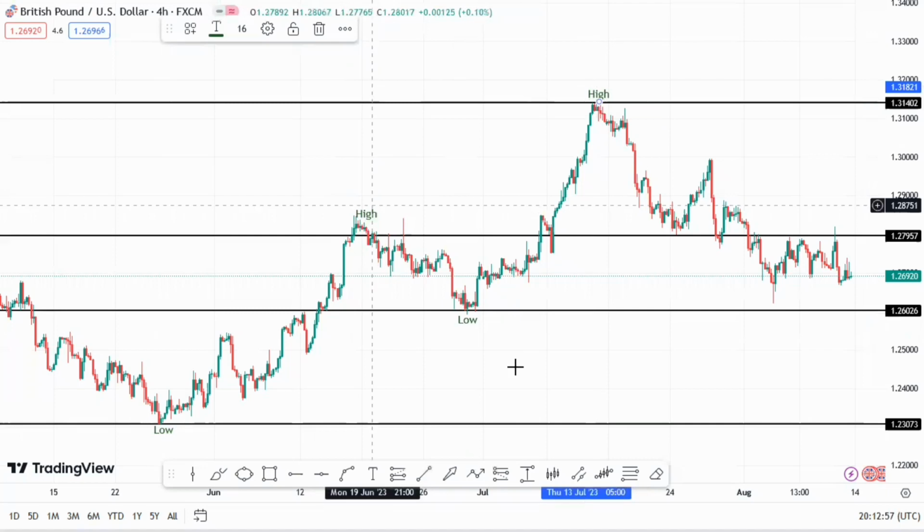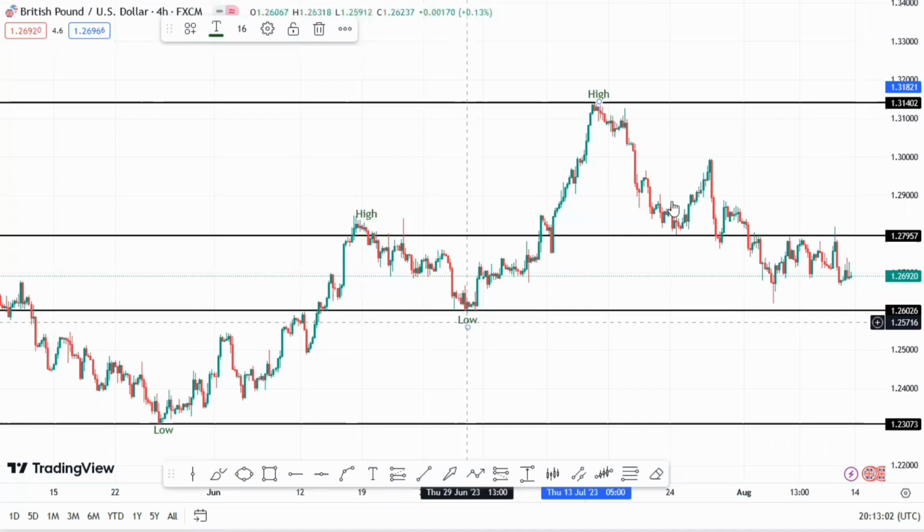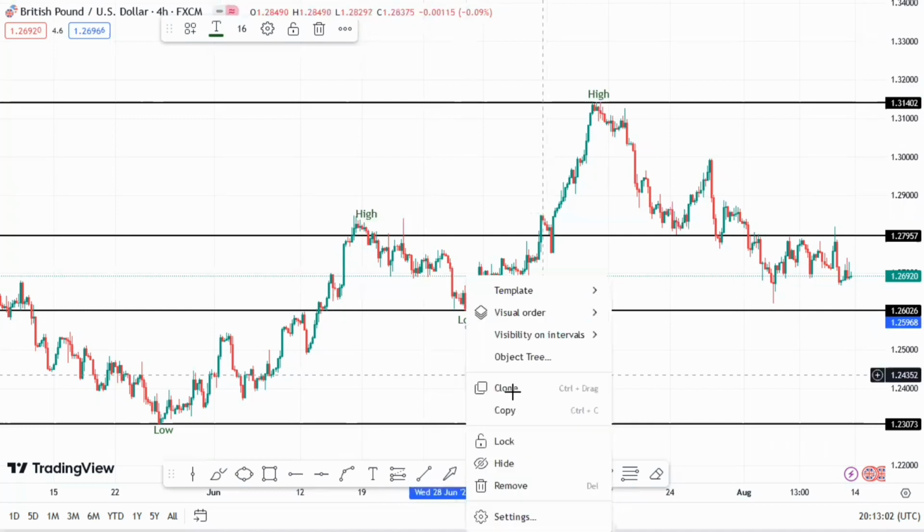And what are we supposed to have here? We are supposed to have another low here, which can give us another high. We're supposed to have another low here.